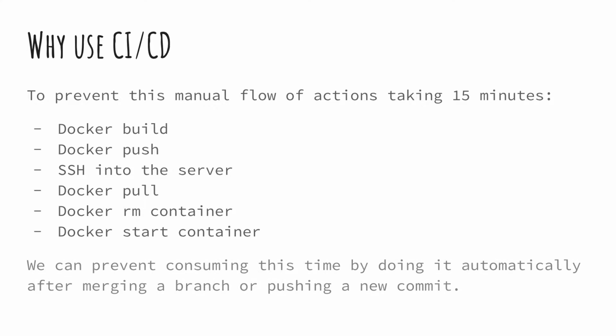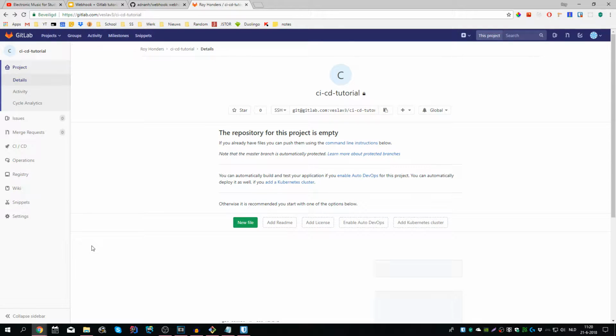We can prevent this time being consumed by doing it automatically on GitLab after merging a branch or pushing a new commit to master or another branch of your choice. So let's check out how we can configure GitLab to actually do this stuff.